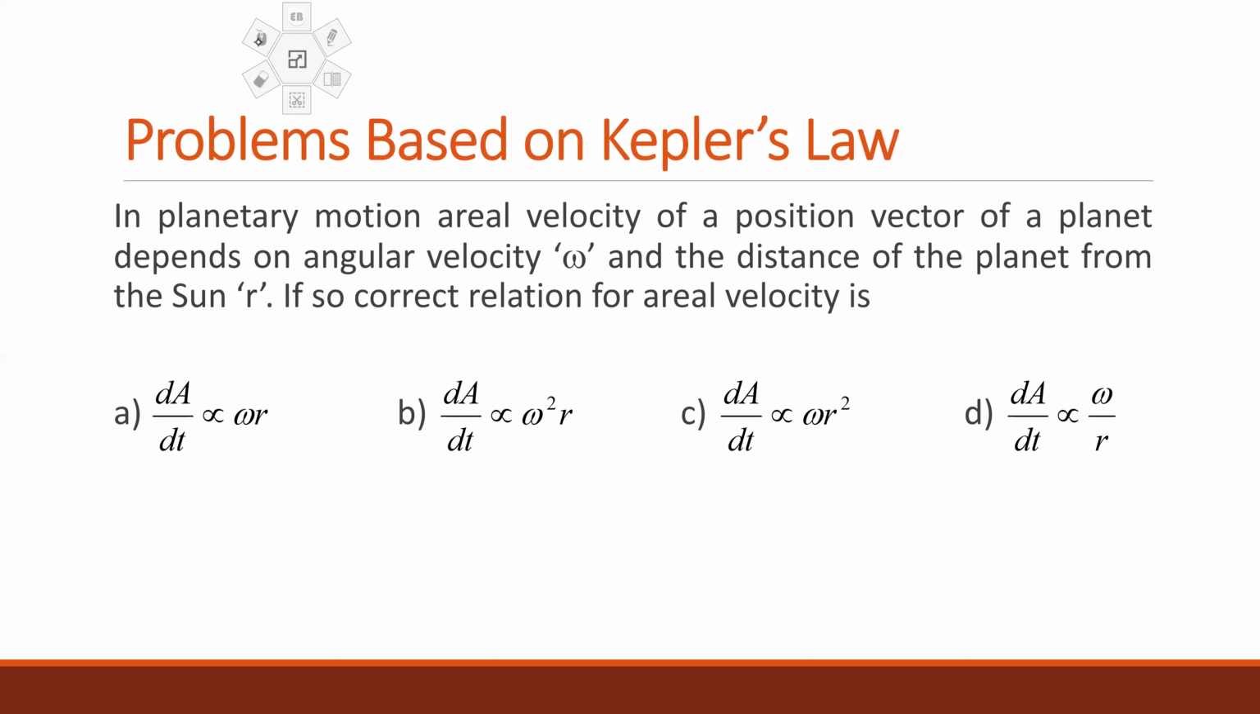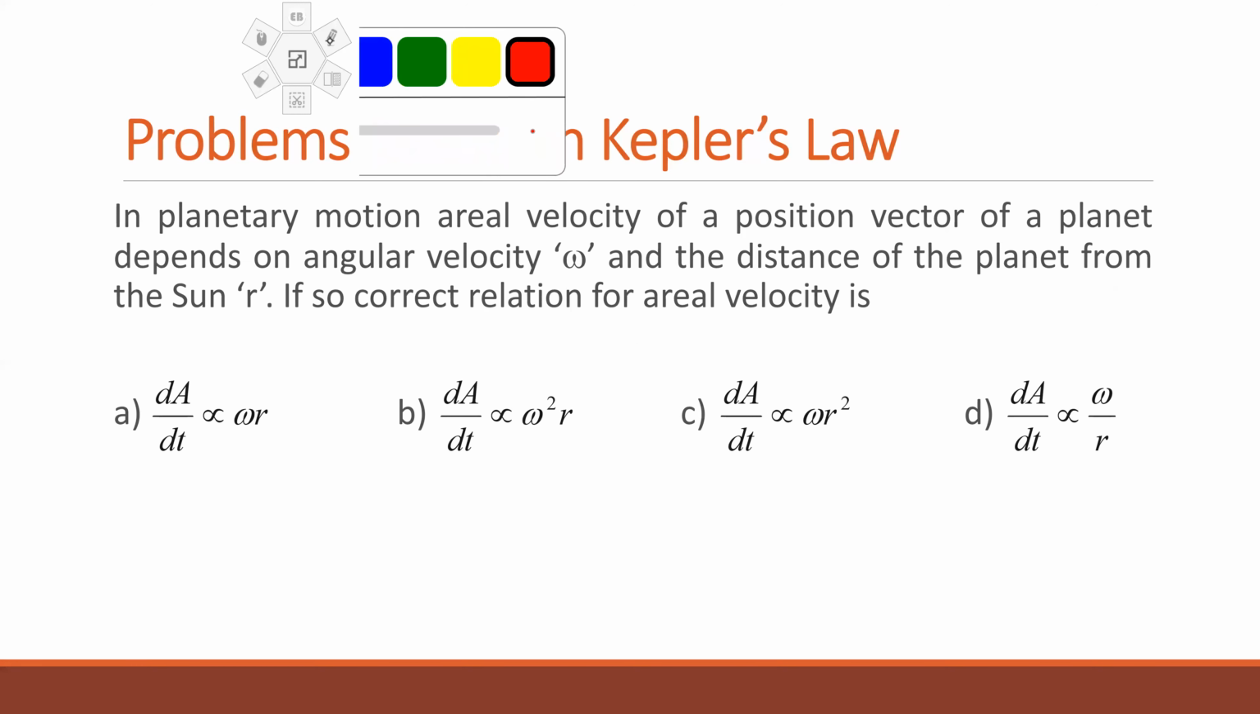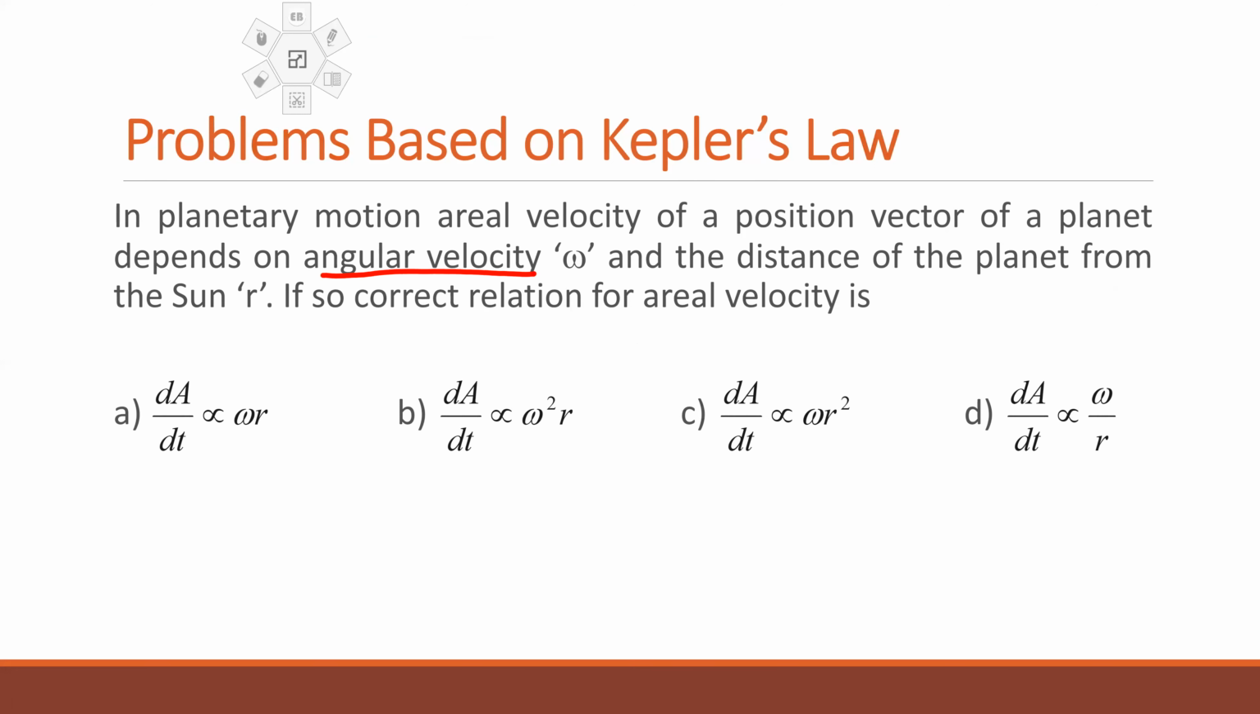In planetary motion, the areal velocity of the position vector of a planet depends on the angular velocity omega and the distance of the planet from the sun, so it depends upon omega and r. If so, what is the correct relation for areal velocity? That means dA by dt is omega, or omega square r, omega r square, or omega by r.